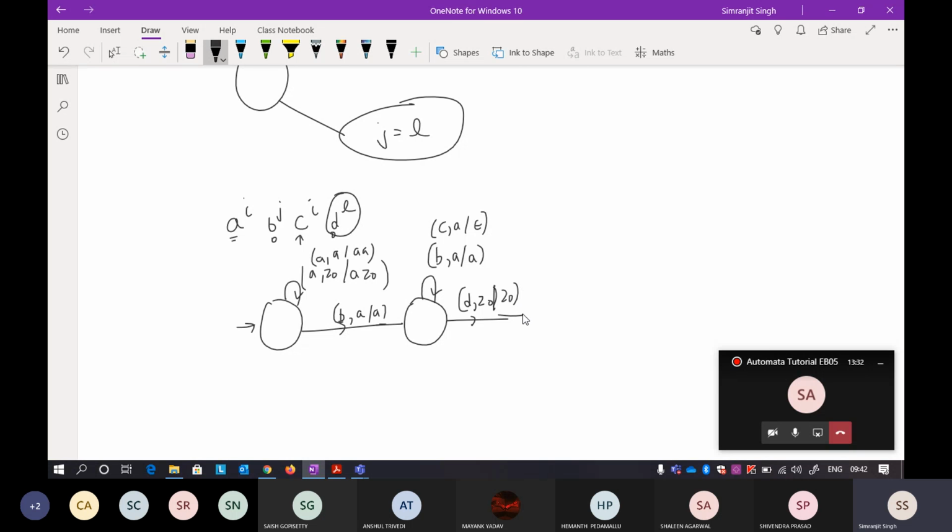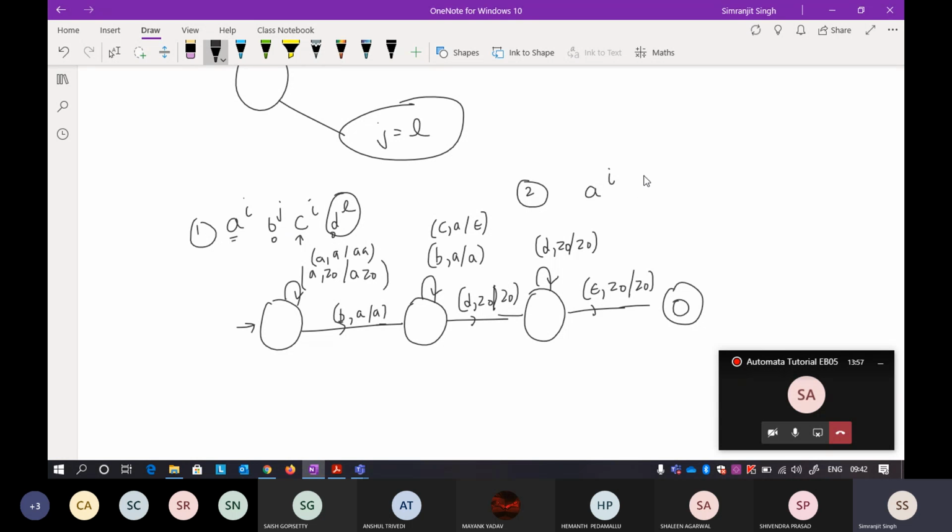So just keep moving. When there is a d and at the top of the stack there is a z naught, you don't do anything. Now in the end, you can go to the final state by accepting it. So it can be epsilon and then z naught, and you can move on to the final state.